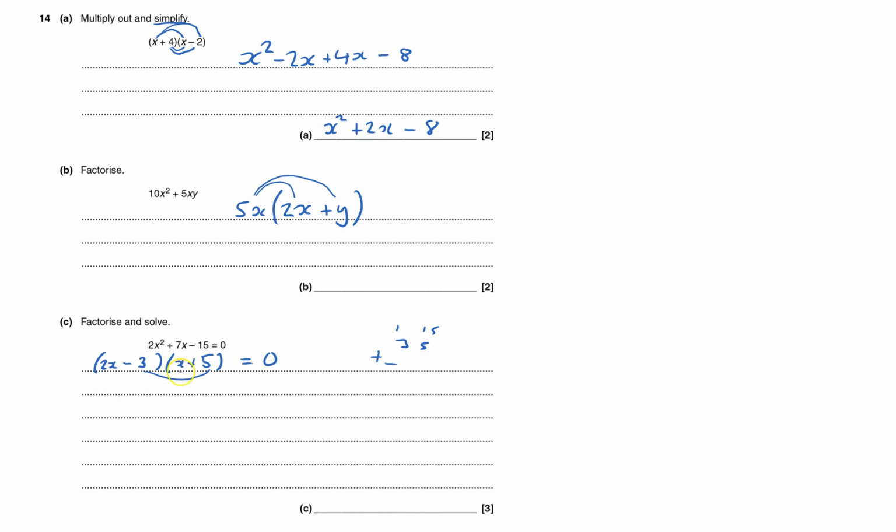Fantastic. And I've got something times something is 0, so either the first one is 0, so either 2x minus 3 equals 0, or the second one is 0, x plus 5 equals 0. And now I just solve that. Add 3 to both sides. 2x is equal to 3. Divide both sides by 2. x equals 3 over 2, or 1.5. And here, take away 5 from both sides, x equals minus 5. So we have factorised it at the top here, and we have solved it. And that's question 14 done.